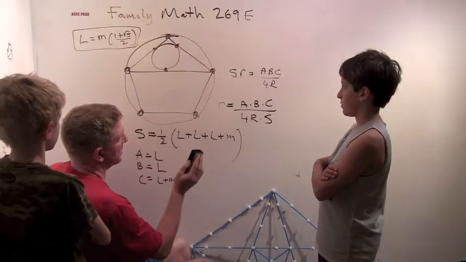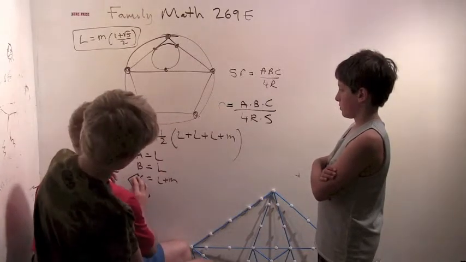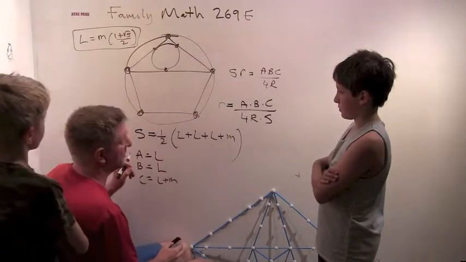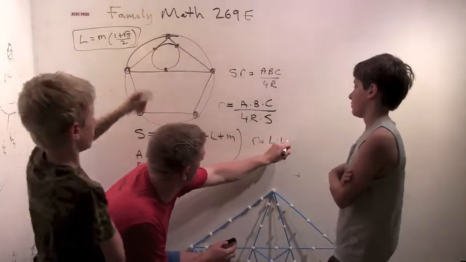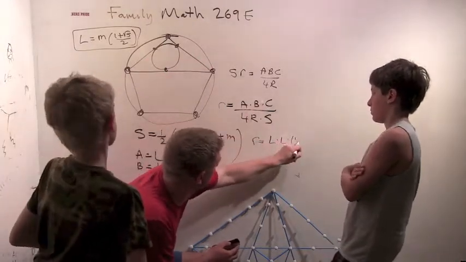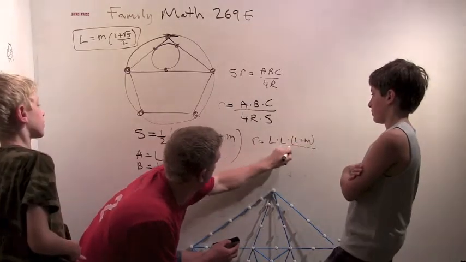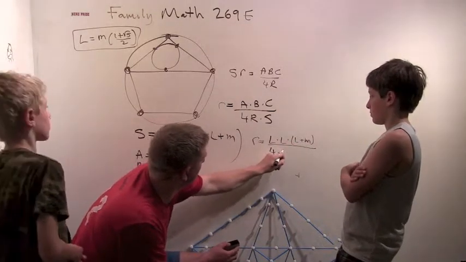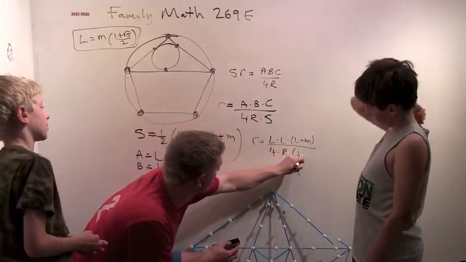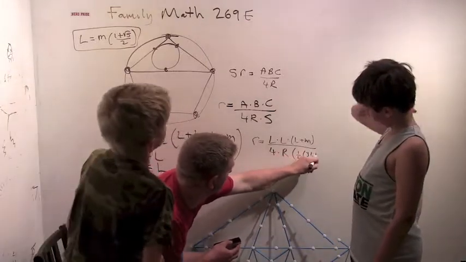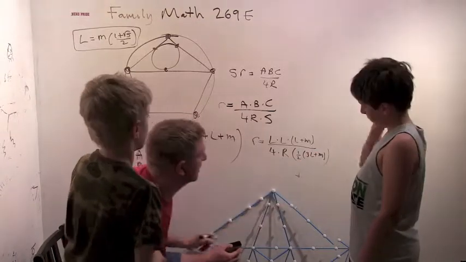I don't know what to erase. Let's just remember. That'll be dangerous, though. Maybe you can write the A, B, and C up there. Large times large times (large plus medium) over 4 times the big radius times 1/2 times (3 large plus medium).